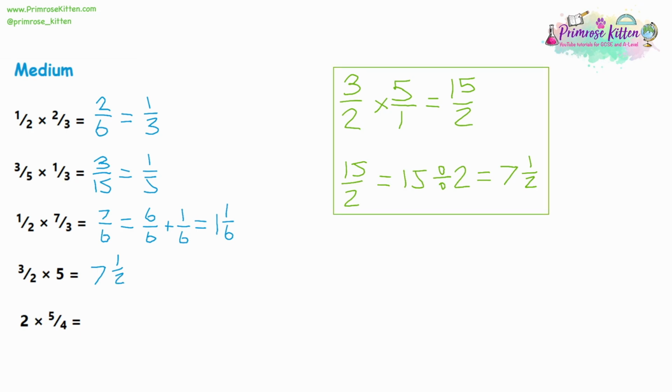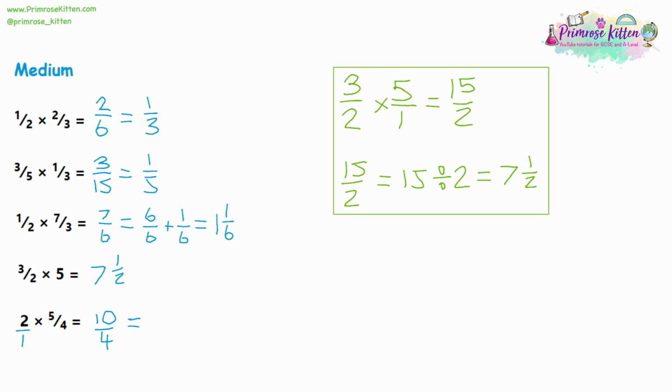So for question 5, we have a whole number 2 multiplied by 5 quarters. So we imagine that 2 is the same as 2 over 1. Then we can multiply our numerators. 2 times 5 is 10. And multiply our denominators. 1 times 4 is 4. We have a top-heavy fraction. And there's a couple of ways of doing this.